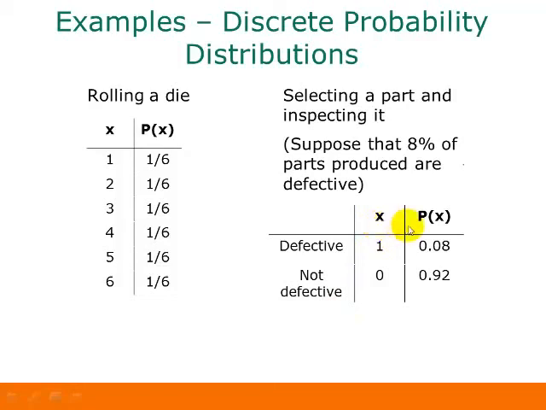Our probability distribution is really these two columns where we have the variable and its numerical values, and then the probabilities for each value of the variable. So in this case, if 8% of our parts are actually defective, then the probability of the part we select being defective is 8%, or 0.08. And we decided to give defective the value 1, so here's the value of our variable and here's the probability for that value. If the part's not defective, we gave that a value of 0, and the probability of it not being defective would be 92%, or 0.92.